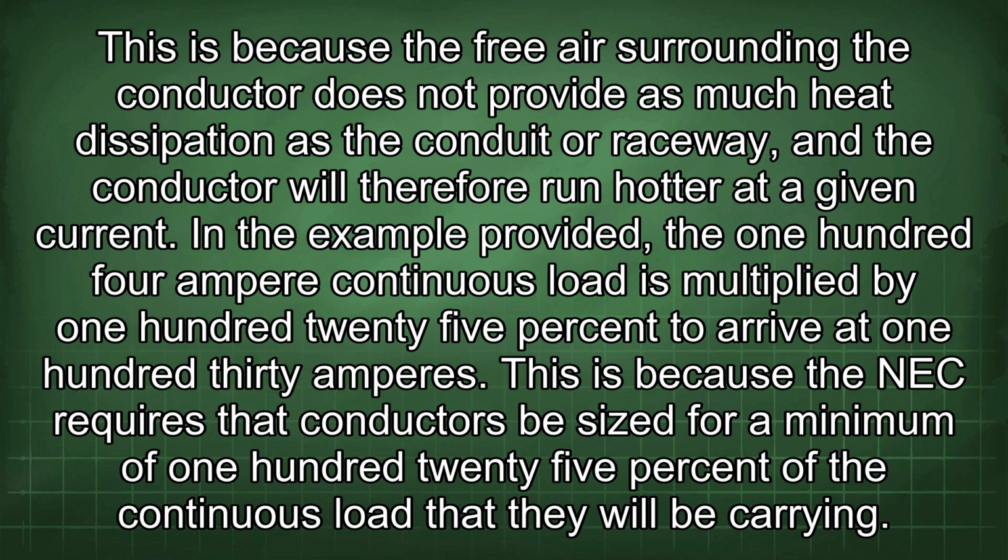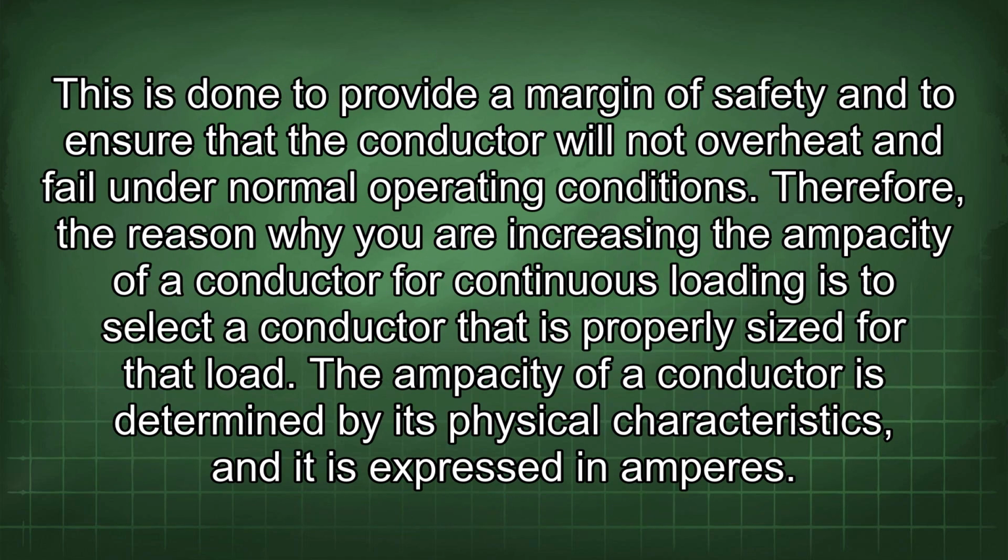In the example provided, the 104 ampere continuous load is multiplied by 125% to arrive at 130 amperes. This is because the NEC requires that conductors be sized for a minimum of 125% of the continuous load that they will be carrying. This is done to provide a margin of safety and to ensure that the conductor will not overheat and fail under normal operating conditions.